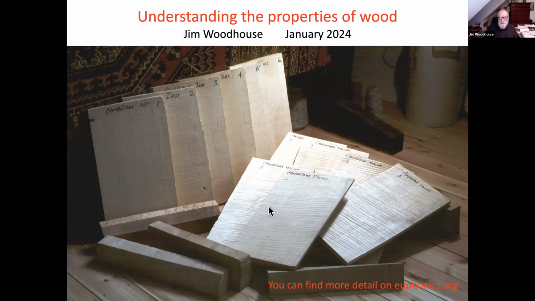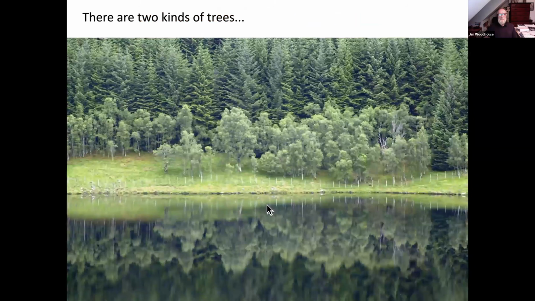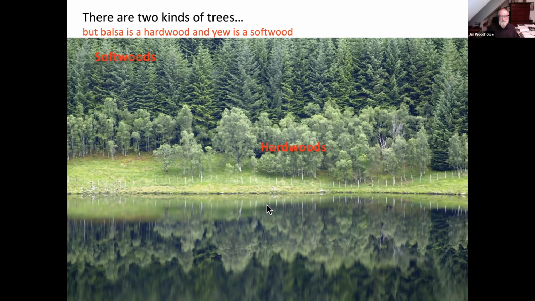So here's the kind of thing you're used to seeing. So start at the beginning. We need a little bit of botany. There are two kinds of trees, and this picture happened to have them both in. Sometimes called softwoods and hardwoods, but that's really quite a confusing name, because you need to remember that on the botanical definition, balsa is a hardwood and yew is a softwood. And the difference between the two is not really to do with hardness of the wood.